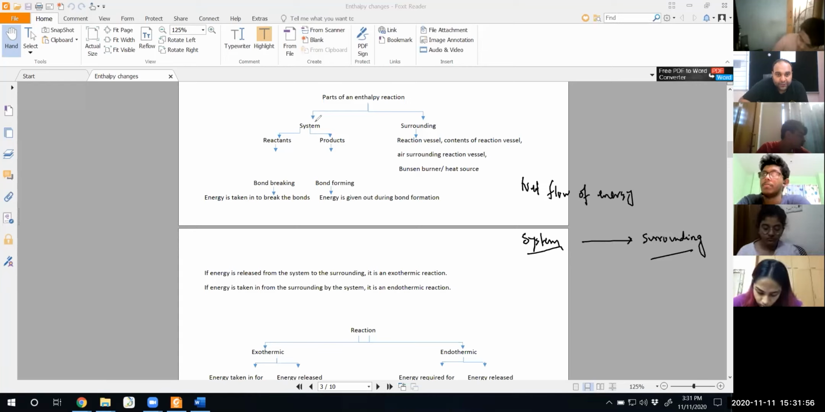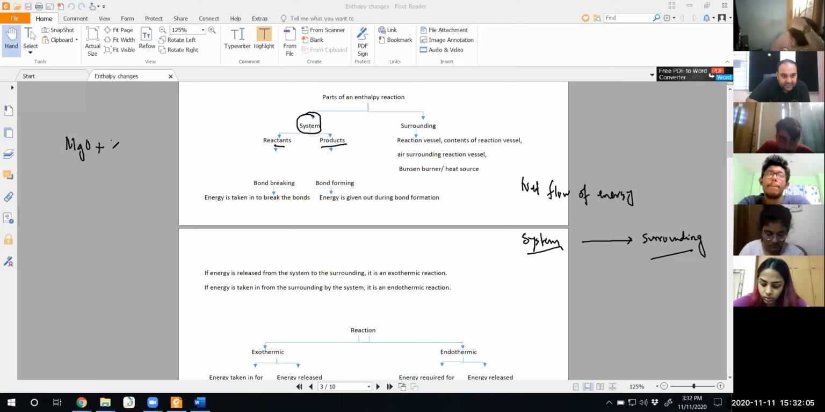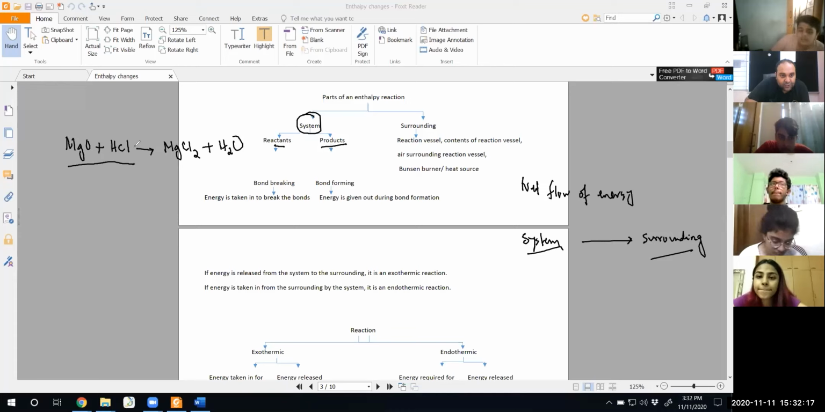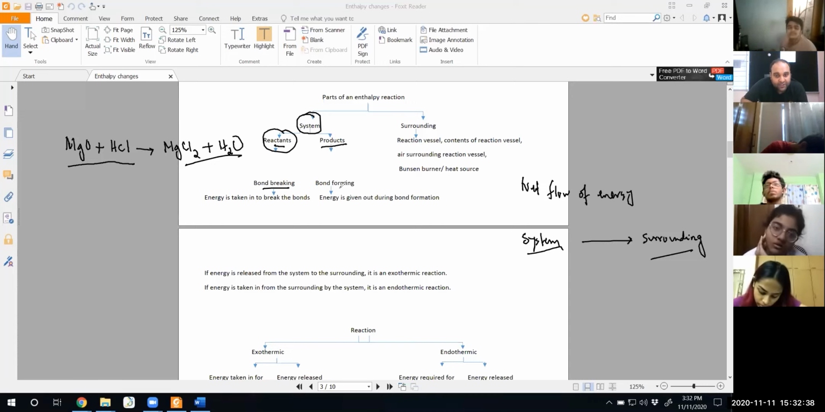So therefore, a system consists of the reactants and products. So if we have magnesium oxide plus HCl, it gives us magnesium chloride plus water. So the reactants have to always undergo bond breaking in order to form new bonds. In the reactant part, it's always bond breaking, and in the product part, it's always bond forming.